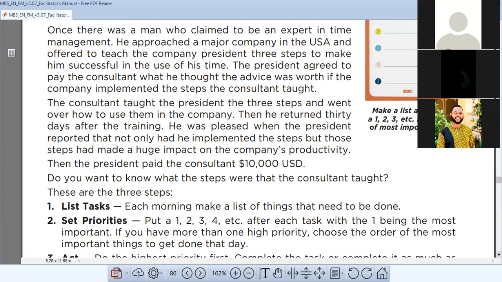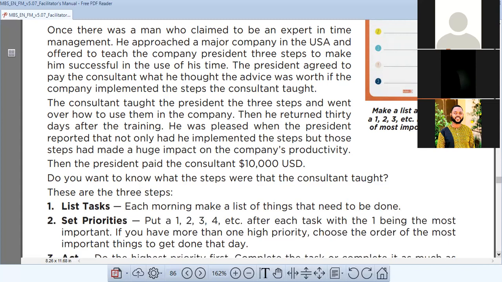Once there was a man who claimed to be an expert in time management. He approached a major company in the USA and offered to teach the company president 3 steps to make him successful in the use of his time. The president agreed to pay the consultant what he thought the advice was worth if the company implemented the steps the consultant taught. The consultant taught the president the 3 steps and went over how to use them in the company.